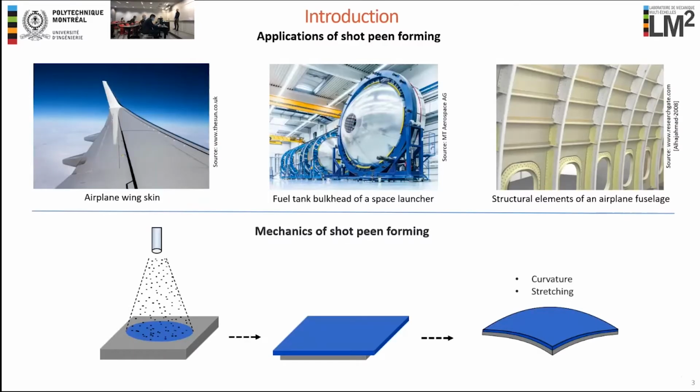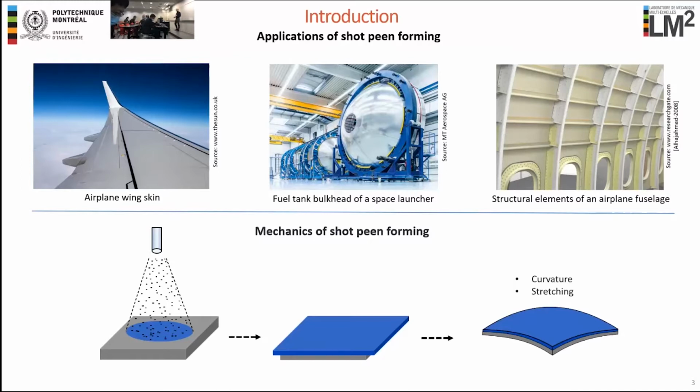Shot peen forming is used in aerospace industry to shape large panels requiring slight curvatures, such as airplane wing skins, tank bulkheads of space missiles, and it is also used to correct distortion of the fuselage components. The process consists in projecting a large number of tiny particles towards the surface of the component. Each particle acts as a hammer, producing local plastic deformation.